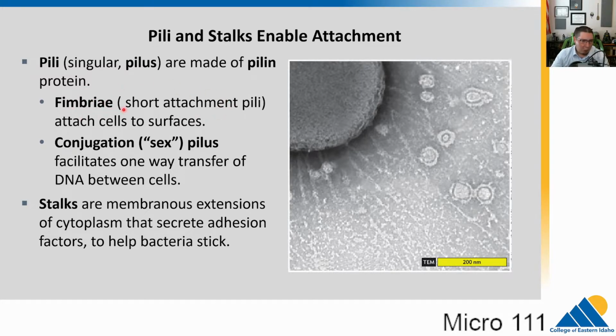There's a special pilus called the conjugation pilus. Sometimes it's called the sex pilus, but that's an improper term for it because bacteria don't have sex. They asexually reproduce, but we'll see this later. This conjugation pilus can help transfer DNA between one bacteria and another. Now, why do we care about that? Well, if one bacteria has a gene that allows it to resist antibiotics, through this process, it can transfer that to another bacteria. That's called horizontal gene transfer.